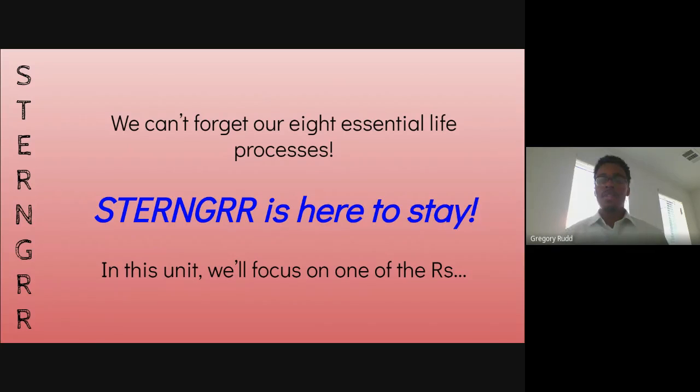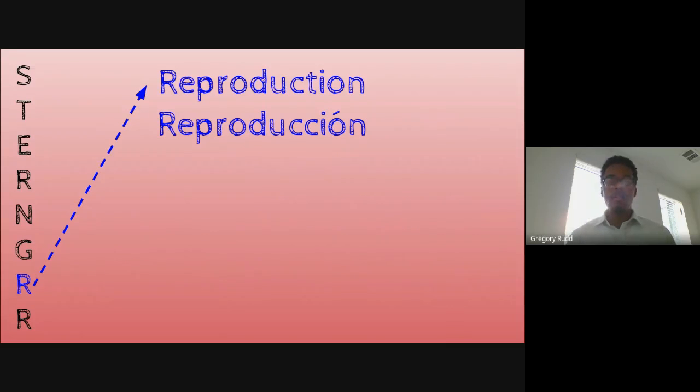We can't forget about those 8 essential life processes that organisms must be able to work towards and achieve in order to survive. And today and through this 3rd unit, we're going to focus specifically on one of the R's, and that R is reproduction.